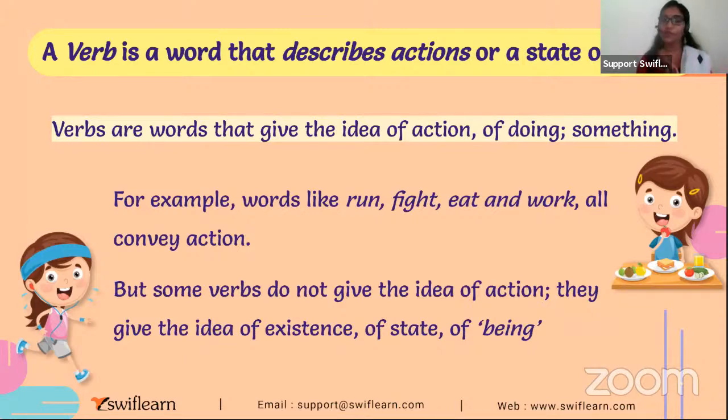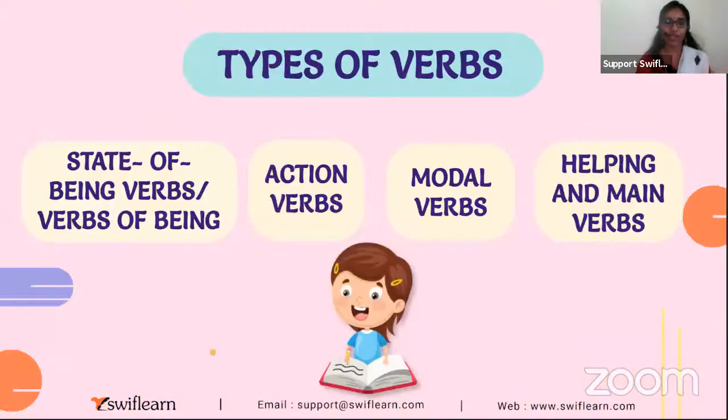But some verbs do not give the idea of action. So what can they be? Any idea? Students? Okay, let me tell you. Some verbs do not give any idea of action. They give the idea of existence, which we call the state of being. When something exists, we say state of being. We'll see that in detail too.